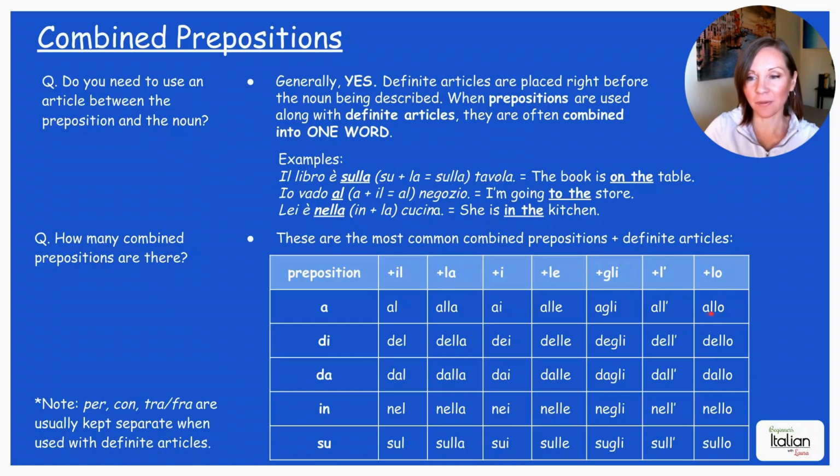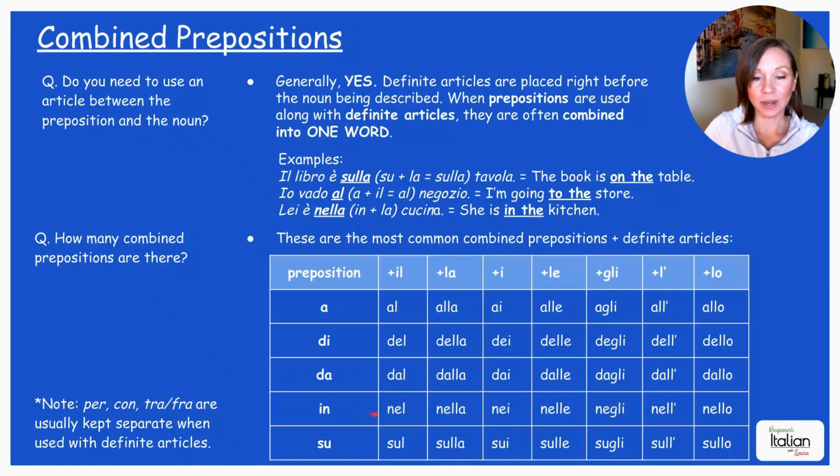Okay, add another L. Now with D, you do the exact same thing all the way down. So we have del, della, dei, delle, degli, del, and dello. Da, we have dal, dalla, dai, dalle, dagli, dal, and dallo.